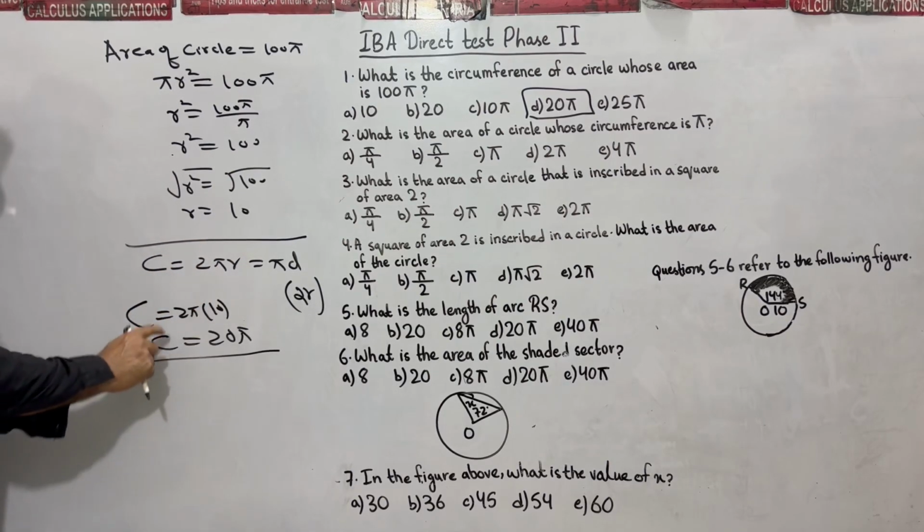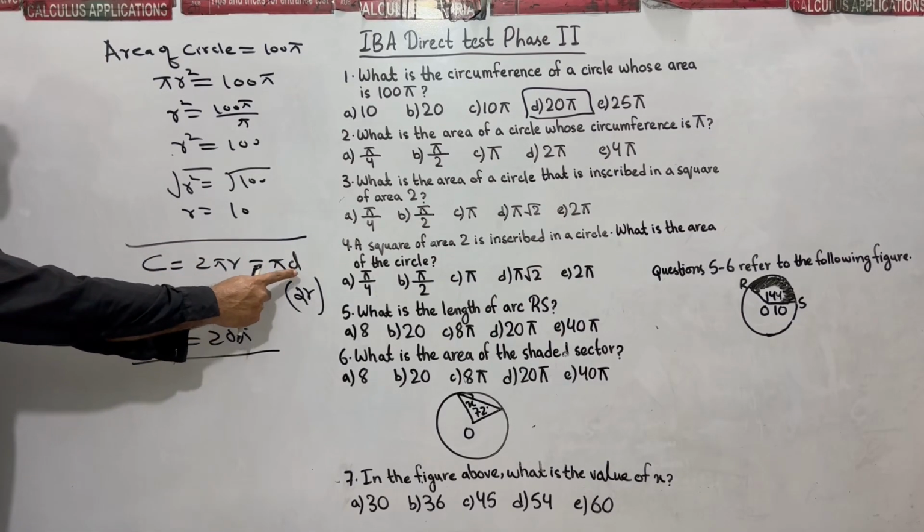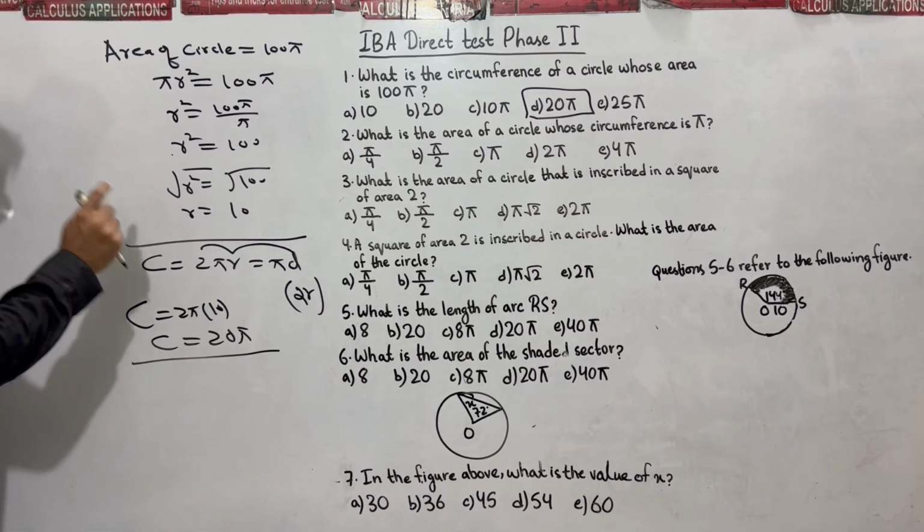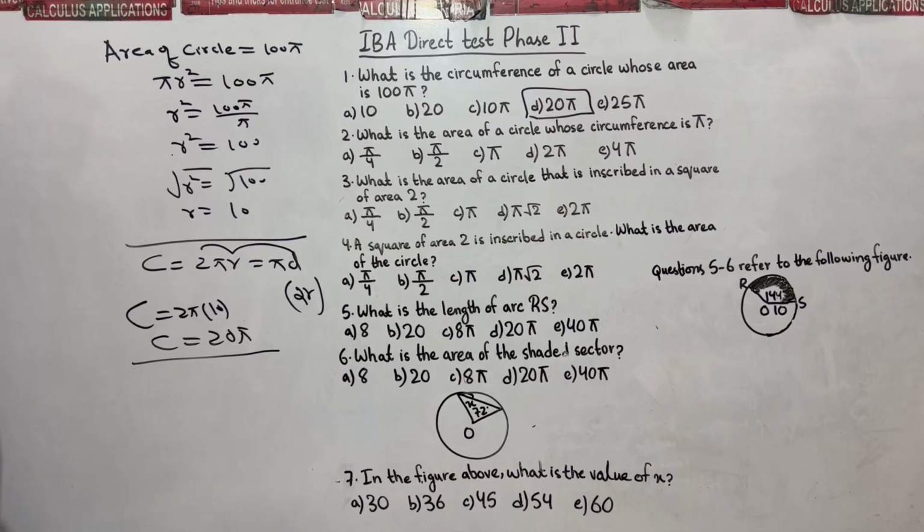This is the formula for circumference: 2 pi times r, or pi d, where d is equal to 2r. We are familiar with that. With r equal to 10, C is equal to 20 pi. That's the value of the circumference.